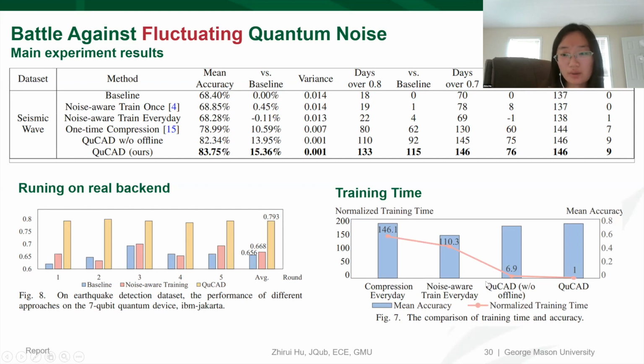Indeed, if there is no offline part, we need to do 7 times training. But if we have the offline model repository, we only need to train 1 time in the online.